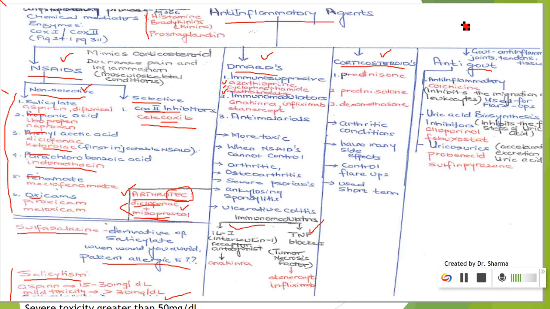DMARDs are disease-modifying anti-rheumatic drugs. These are given to patients who have moderate to severe inflammatory conditions, and they are immunosuppressive, immunomodulators, and anti-malarials. And then corticosteroids are used for flare-ups. And then anti-gout. This is specifically used for gouty arthritic conditions. It is a result of defective purine metabolism, and it is divided into 3 different classes. And that completes the anti-inflammatory agents. Hopefully you find this explanation helpful.